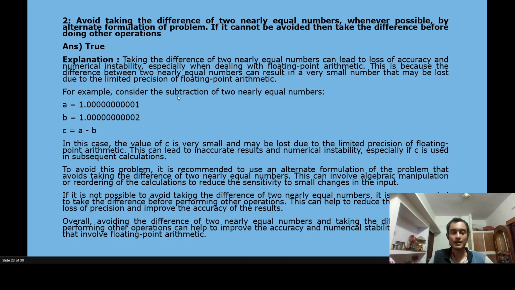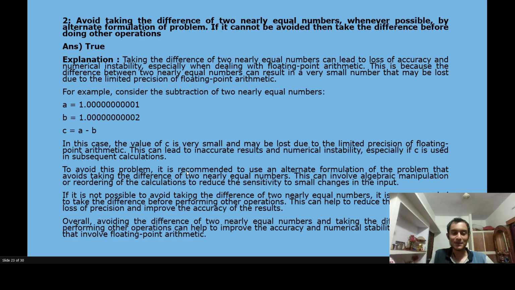For example, consider the subtraction of two nearly equal numbers. A equals 1 point, followed by many zeros, then 1, and B equals this number, and we are performing a subtraction of both numbers. In this case, the value of C is very small and may be lost due to the limited precision of floating point arithmetic. This can lead to inaccurate results and numerical instability, especially if C is used in a subsequent calculation.